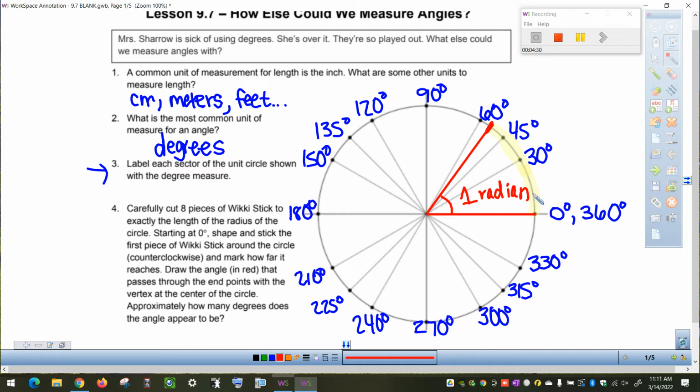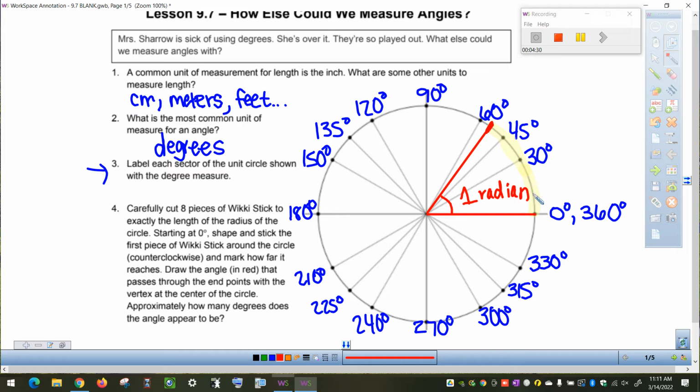Notice how 1 radian is a lot bigger than 1 degree. 1 degree would be something like a teeny tiny little sliver here. It would be kind of like a centimeter. A radian is much bigger. That would be like a meter. So it's a much bigger size, but we're still measuring the same thing.